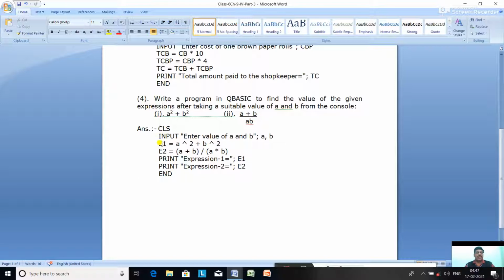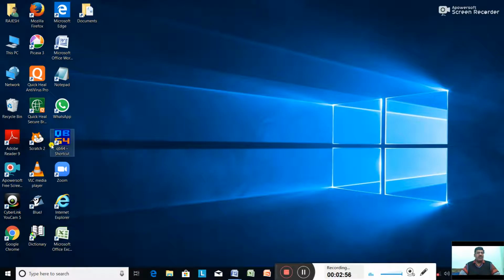See the program. CLS. First input enter value of A and B, A comma B. E1, expression 1, equal to A caret 2 for A square plus B caret 2 for B square. E2, expression 2, equal to A plus B divided by A asterisk B. Print expression 1 equal to E1 and print expression 2 equal to E2. Alright. So let us see the output of this program.